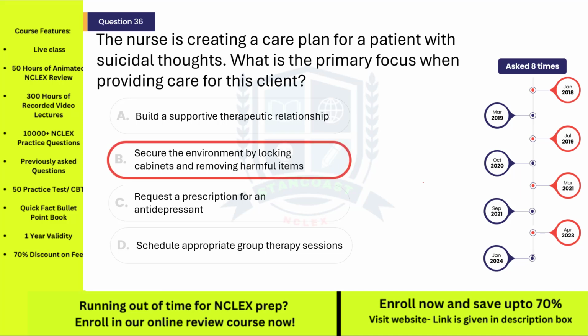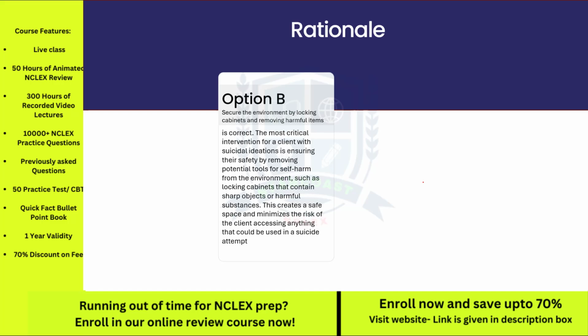Secure the environment by locking cabinets and removing harmful items. B is correct. The most critical intervention for a client with suicidal ideations is ensuring their safety by removing potential tools for self-harm from the environment, such as locking cabinets that contain sharp objects or harmful substances.